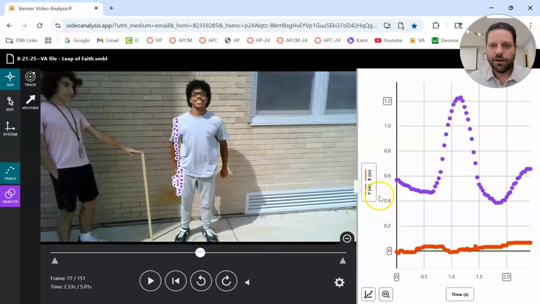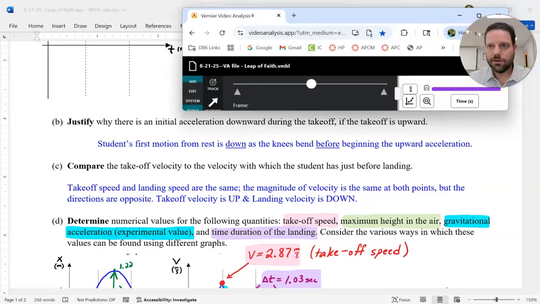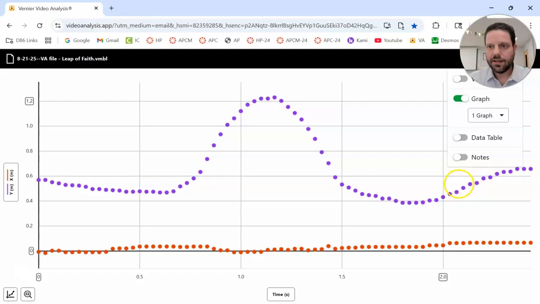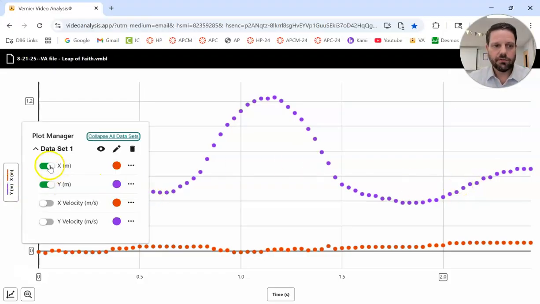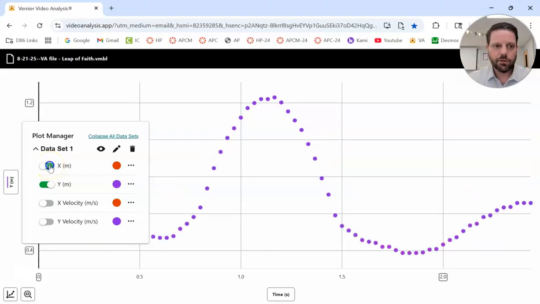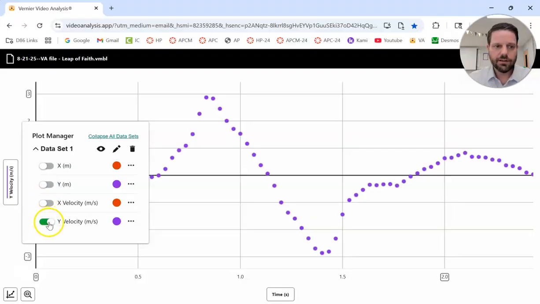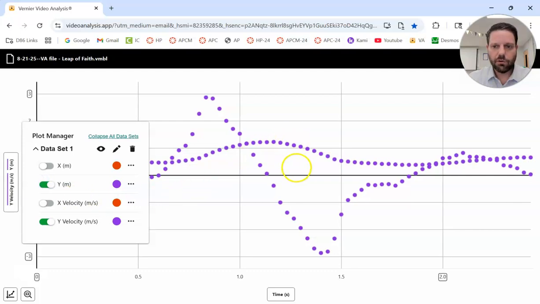And those are now graphed off to the side. So I'm going to get rid of the video by toggling off the video. And I can see I have these graphs, right? So I don't really care about the left and right axis because we're tracking the vertical motion. So I'm going to turn off the X, and we can obviously look at the Y, or we can look at the Y velocity. So if we take a look at these two, I normally don't like to overlap these two things. So we can take a look at them one by one, depending on what we're trying to look at.